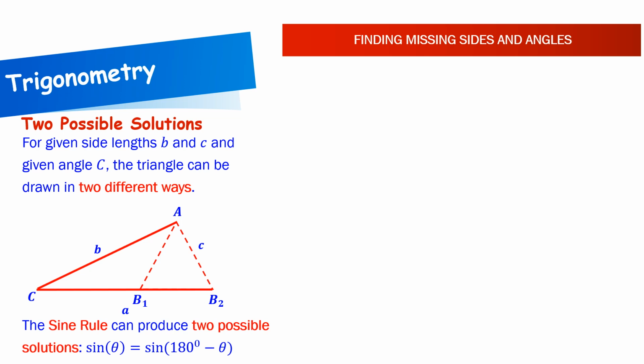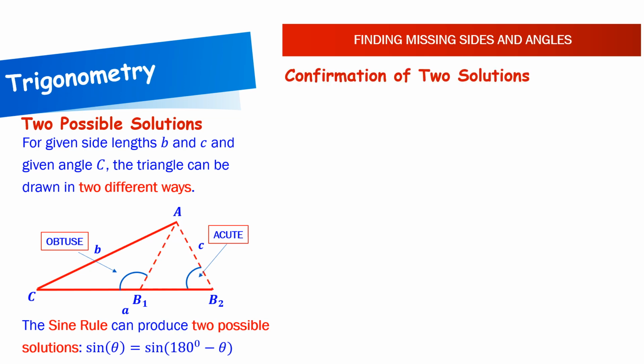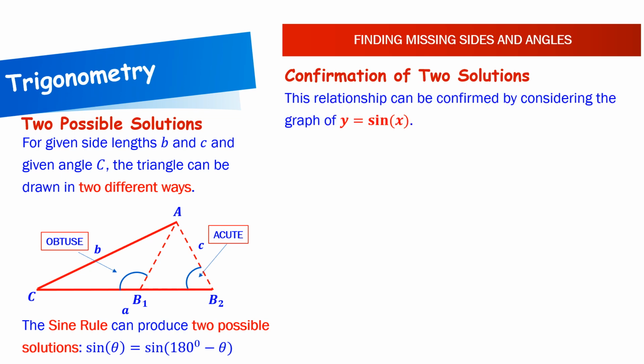Either triangle AB1C or triangle AB2C. Angle AB1C is obtuse and angle AB2C is acute. Let's confirm both of these two solutions.